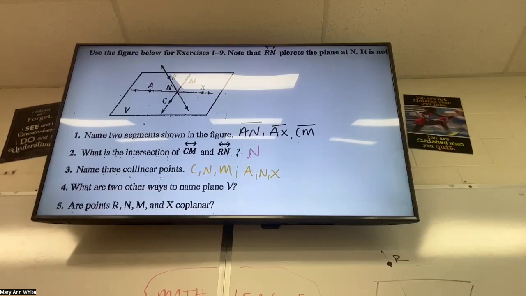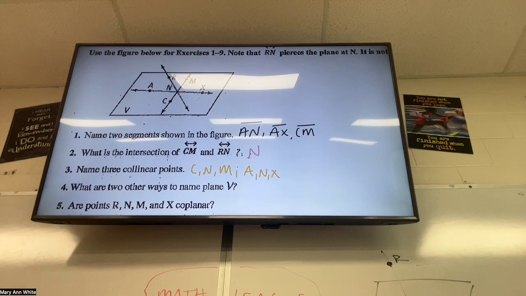Are you on number 4? Are you trying to name the plane? No. Okay. Then these have to be it. You can have AXN or XAN, but I need those 3 to be together. When we're writing a set of points, give me commas between them so I know it's a point, not a plane, okay? Let's look at the next one.